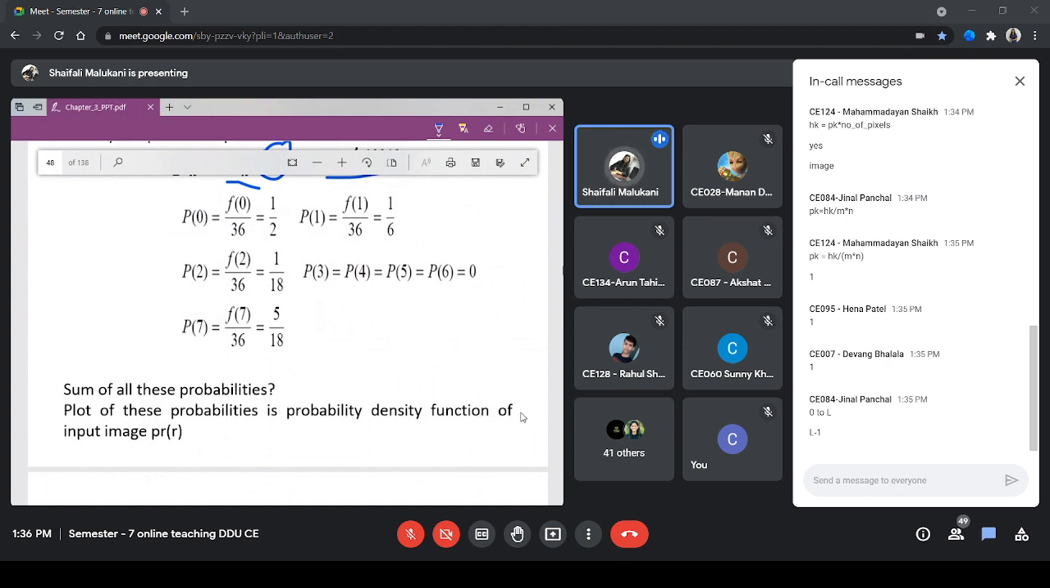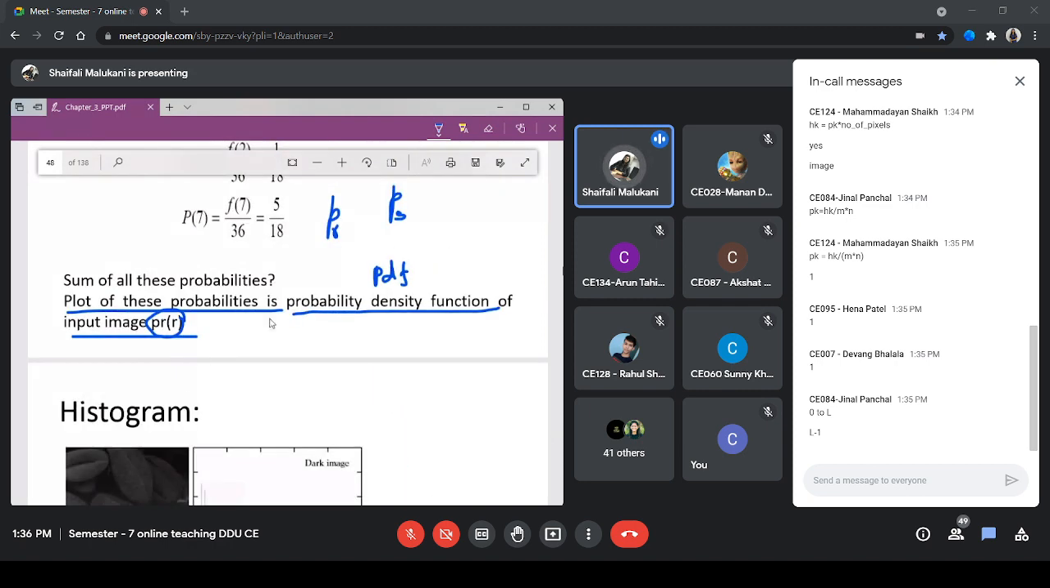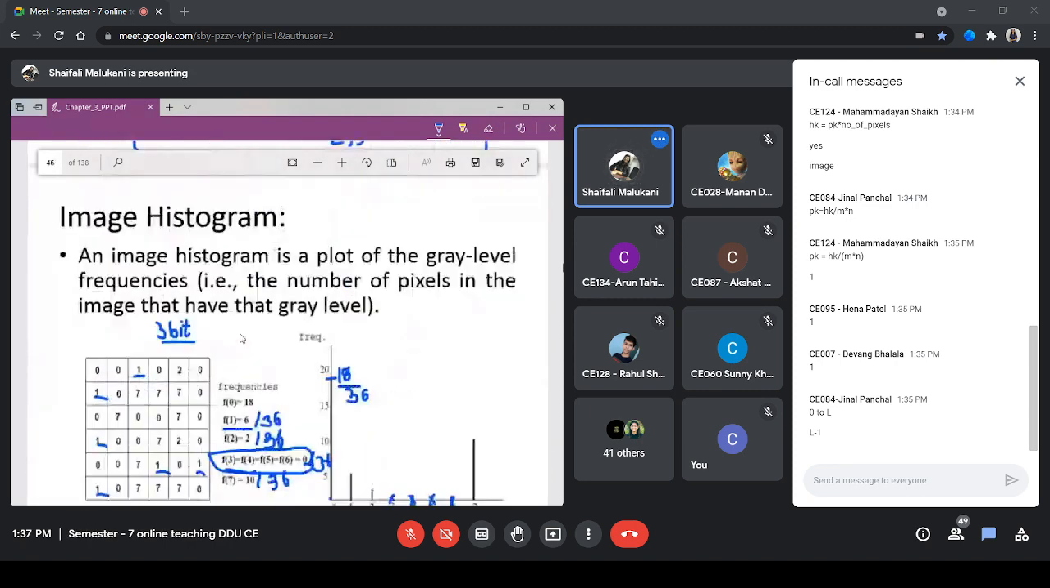The plot of these probabilities is known as the probability density function, that is PDF, of the input image. Because it is of the input image, it is denoted not only as P but also as R. After processing, the output image will have PS. R and S stand for input and output. This is just a notation, but you should understand it logically.